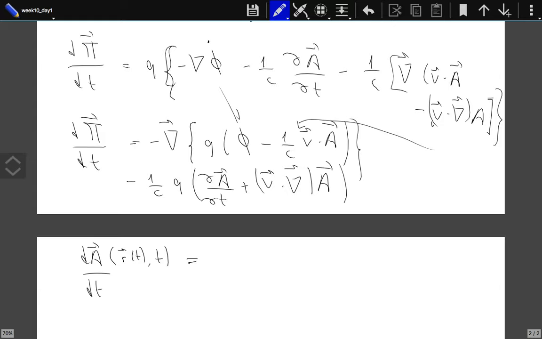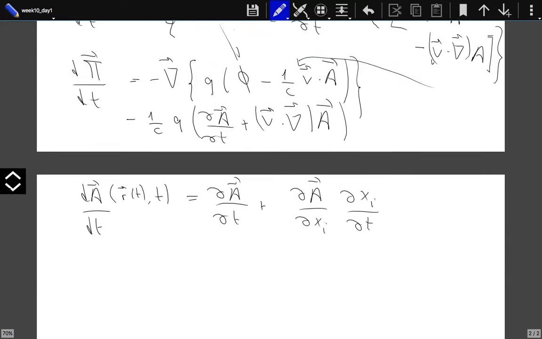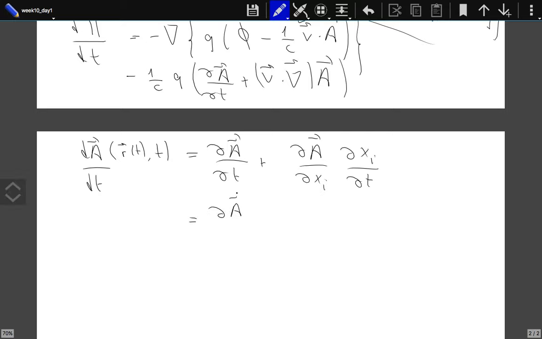So I will just be using the chain rule. It will change due to the explicit time dependence, or due to the position dependence. This is equal to del A by del t plus V dot the gradient times A. So this is the total time derivative of A, as the point at which I'm evaluating the vector potential is moving with my particle.